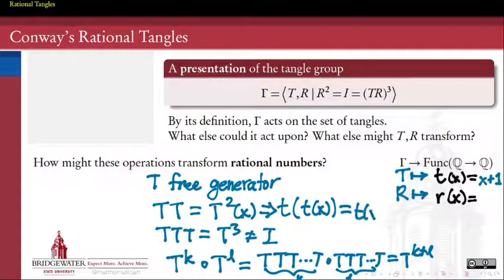So that's t of x plus 1. That's x plus 1 plus 1. It's x plus 2. So it's not the identity function, right? If I do t twice, it's the same as adding 2. If I do t 3 times, it's the same as adding 3.